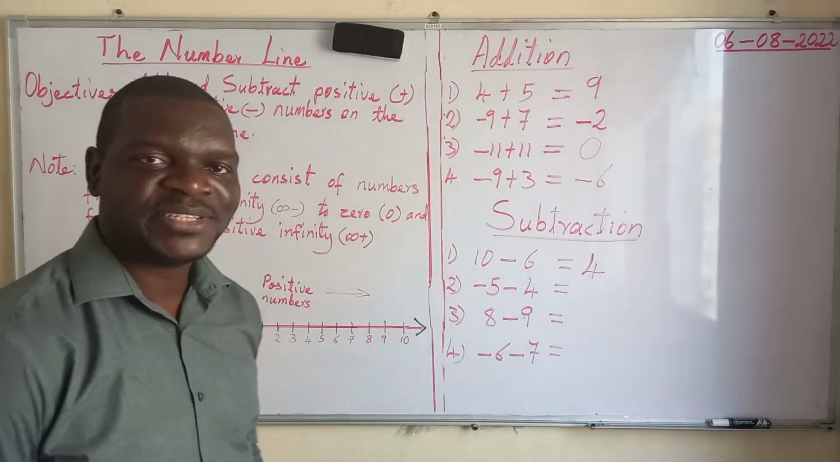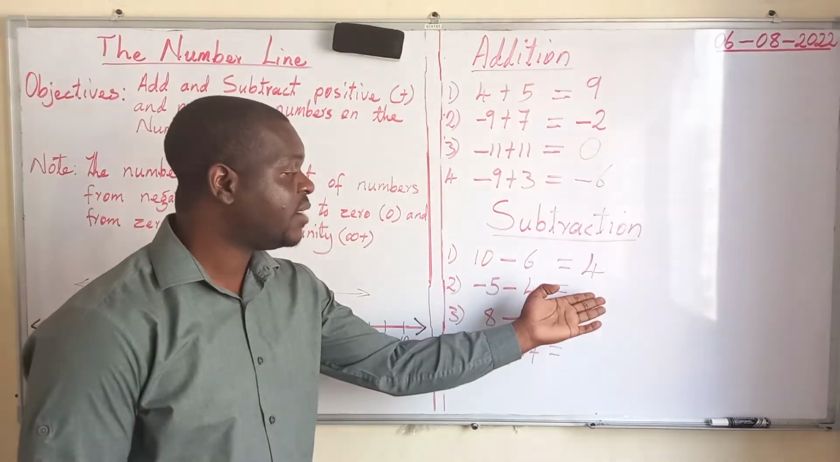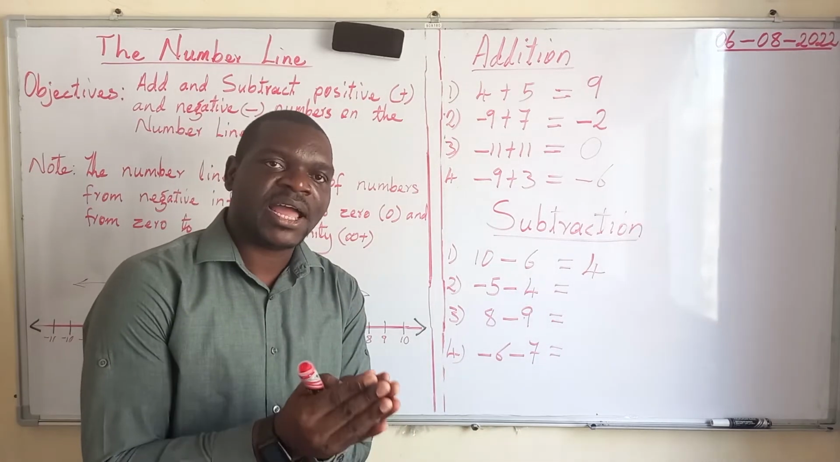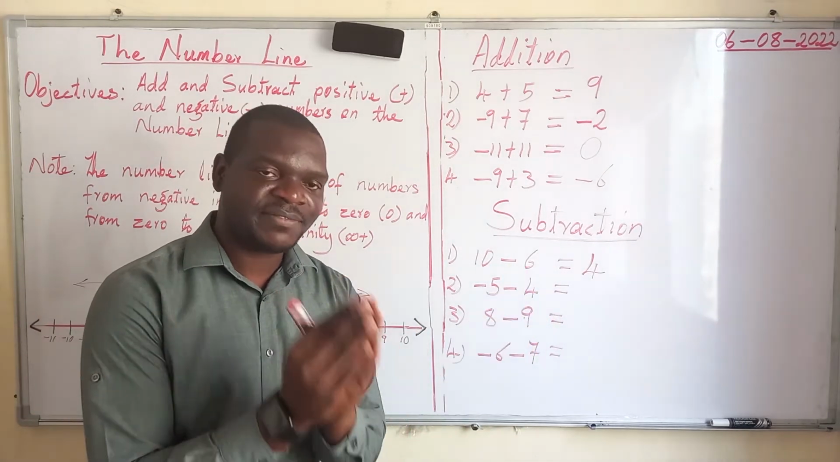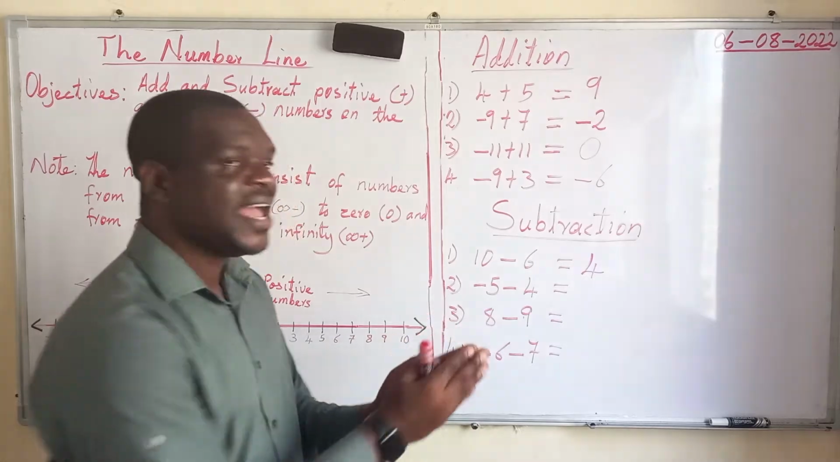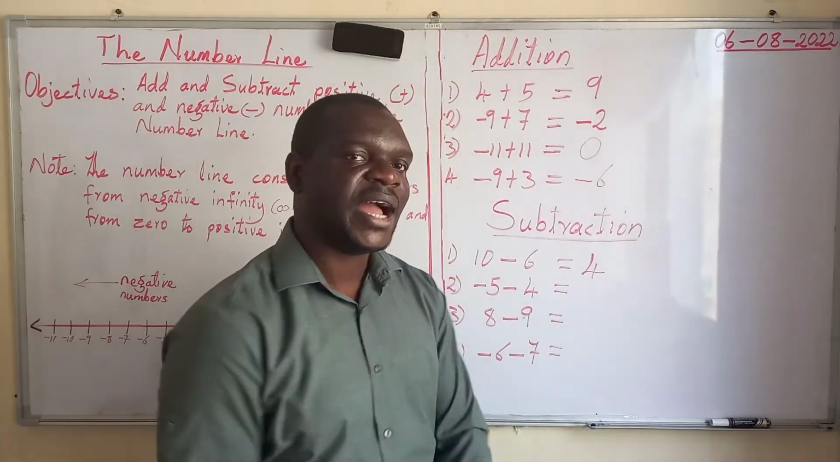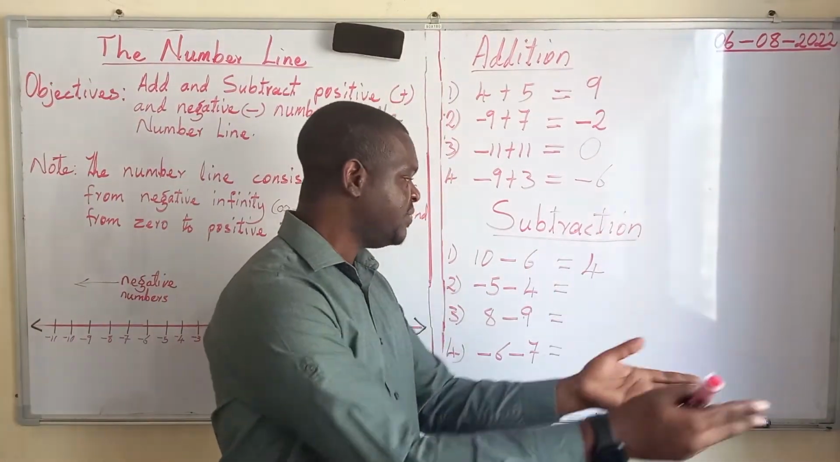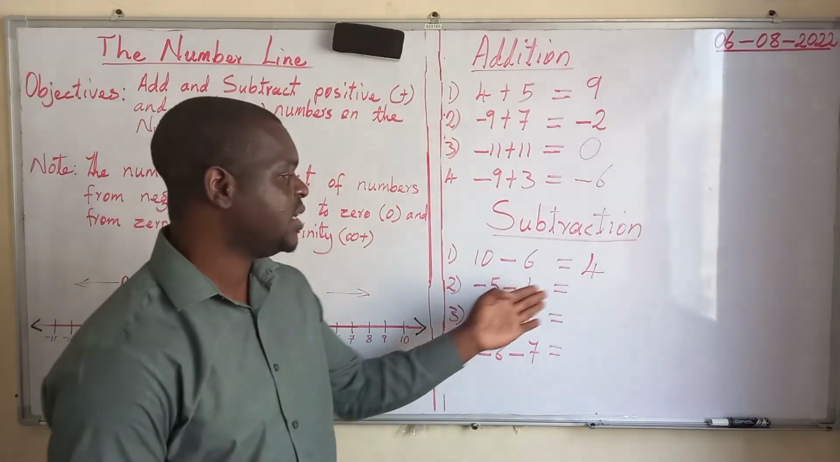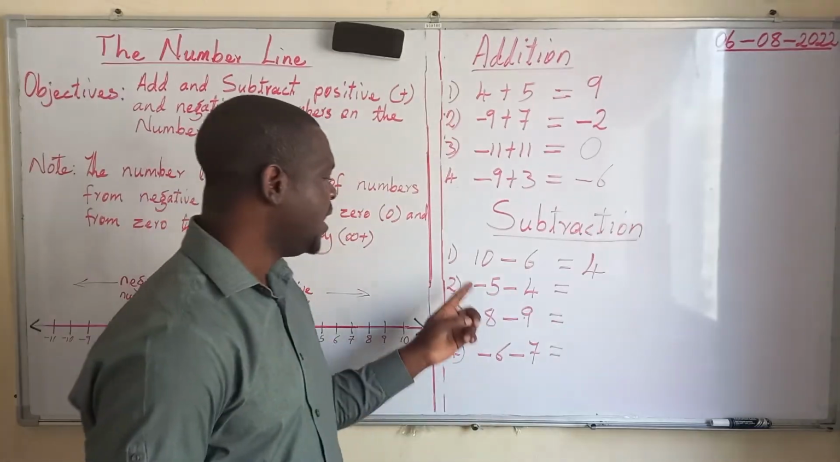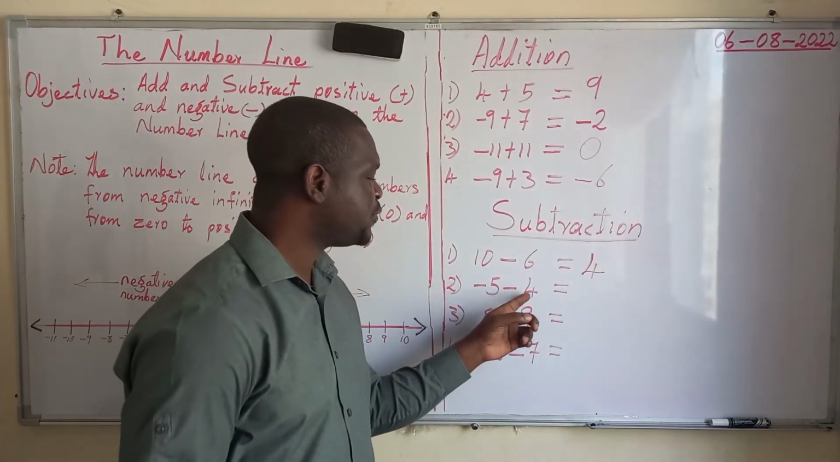Just as I explained before, why do we have 4? I have 10 things in my hand. I'm not owing anything. I have 10. And from this 10, I remove 6 and give out. How many do I have left with me? The answer is 4. Negative 5 minus 4.